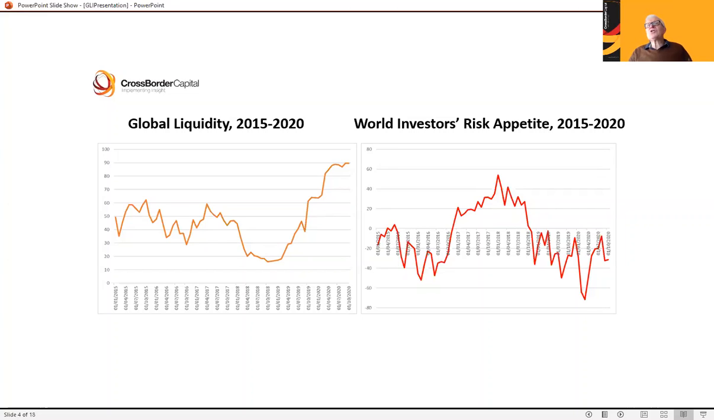But if you look on the right-hand chart, the way that we judge that liquidity is against what we call world investors' risk appetite.